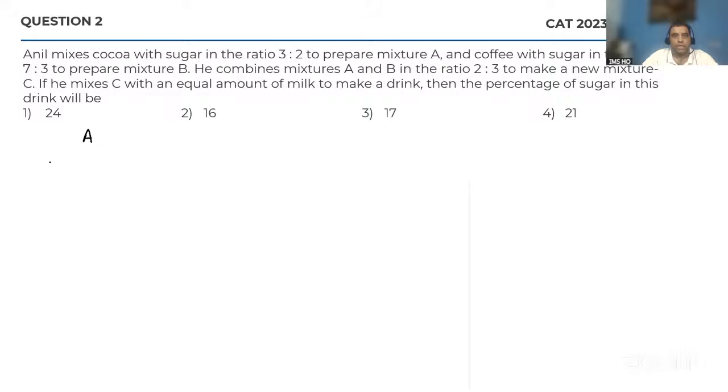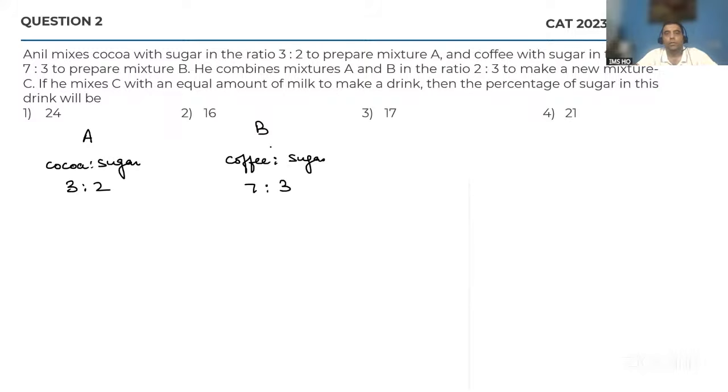Mixture A is of cocoa and sugar. Mixture B is of coffee and sugar. And they've mentioned that I am mixing them in the ratio 3:2, and this is in the ratio 7:3. And then these two are mixed in the ratio 2:3. And then finally, an equal amount of milk is added, and after that, we are supposed to identify the percentage of sugar.